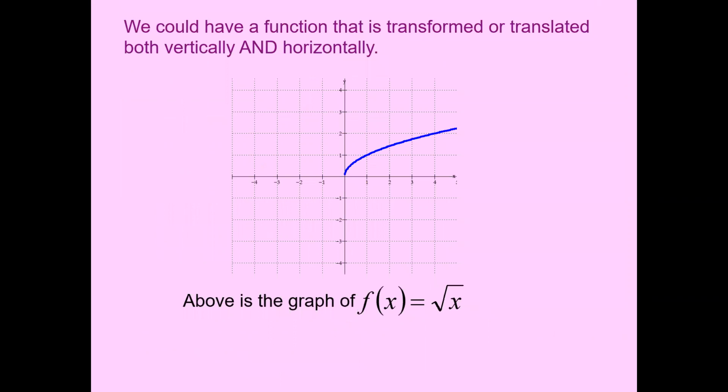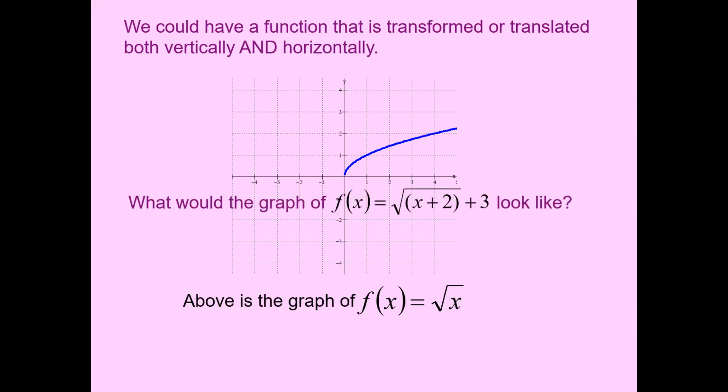Okay, we could have a function that is transformed or translated in a combination of both vertically and horizontally. Now, you don't have to necessarily remember the exact perfect name, the vertical translation or the horizontal translation. I will take upward, downward, or right or left. In this particular case, the graph that you see, the blue graph, belongs to the radical. By the way, we went over the radical in class, and most of the graphs that you have seen, we went over all of those graphs in class as well. So above is the graph of the radical.